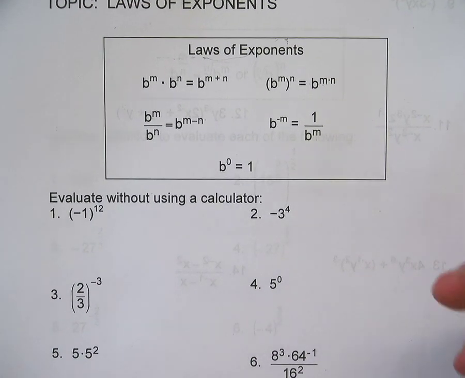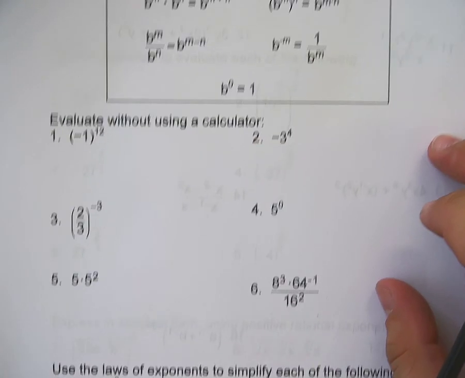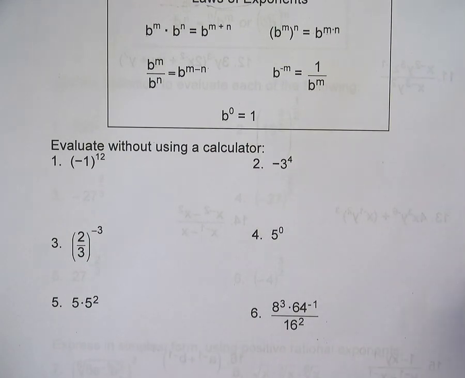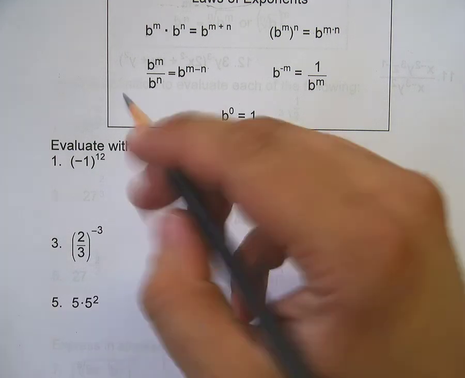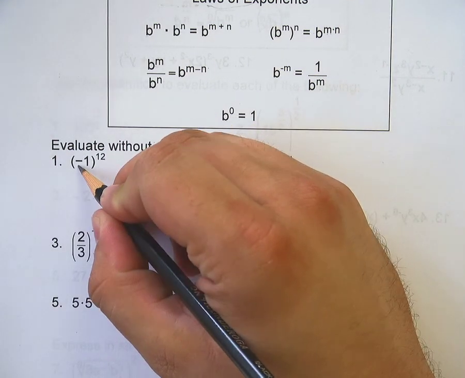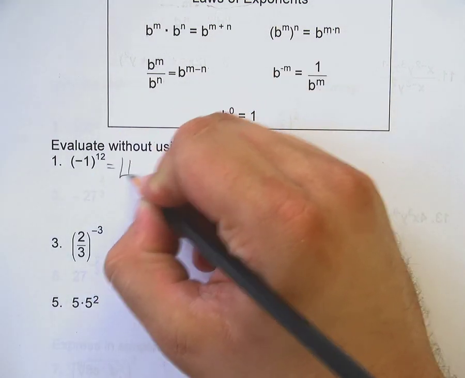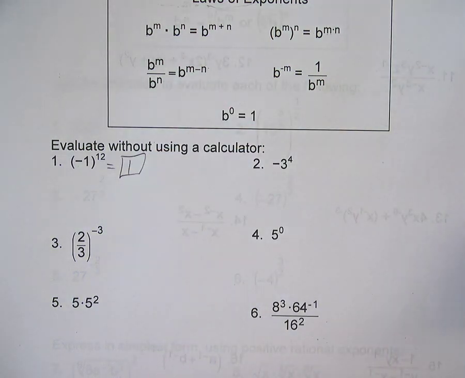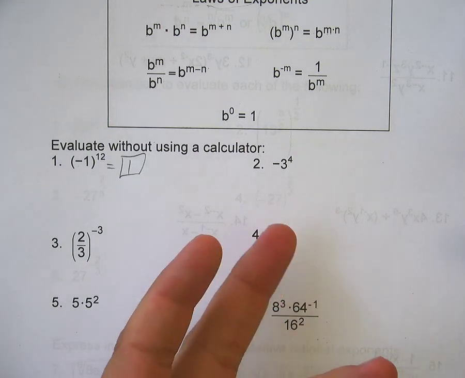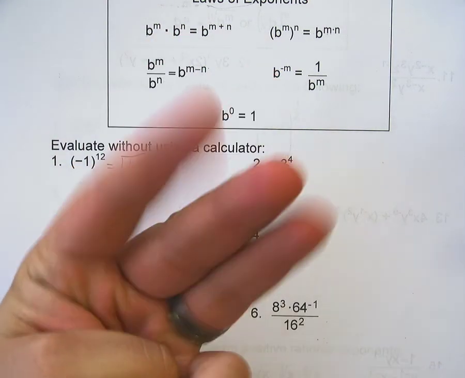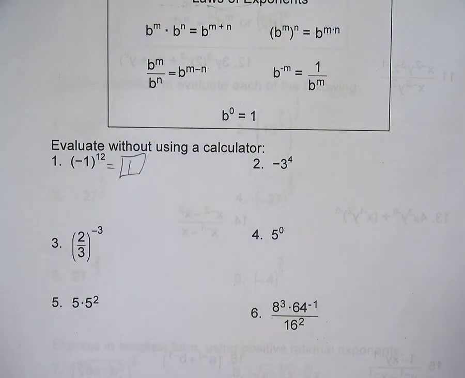Evaluate without using a calculator. Negative 1 to the 12th power. Well, anytime it's an even power, your negative is going to go away, so that's going to be positive 1. So if it's negative 1 to the 42 power, it's positive 1. If it's negative 1 to the 43 power, however, 43, yes, it's going to be odd.